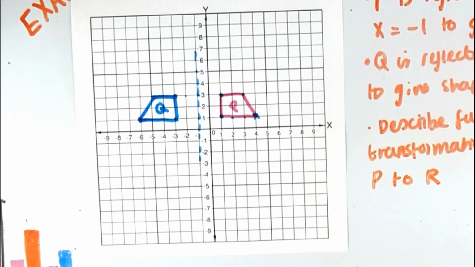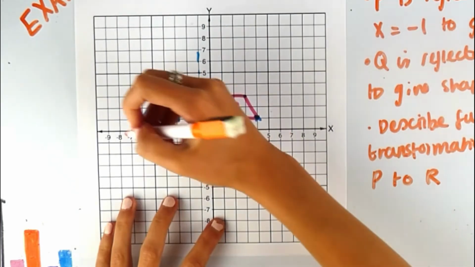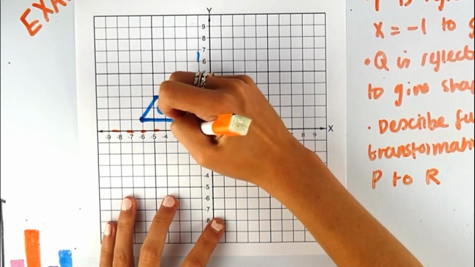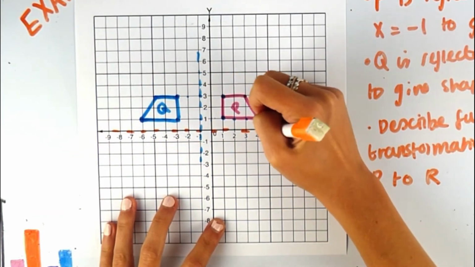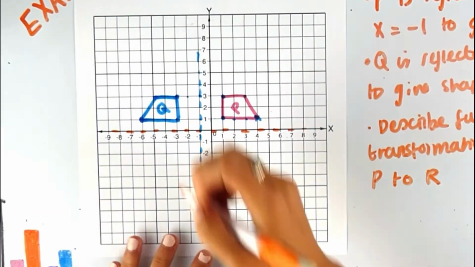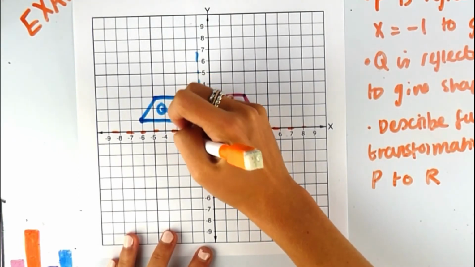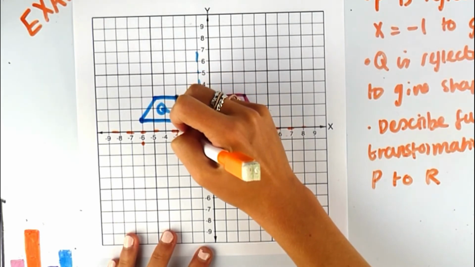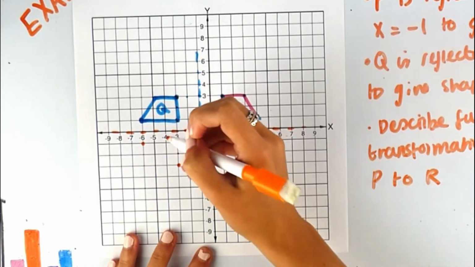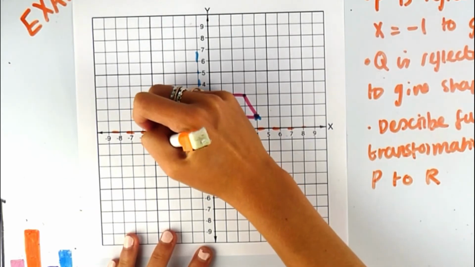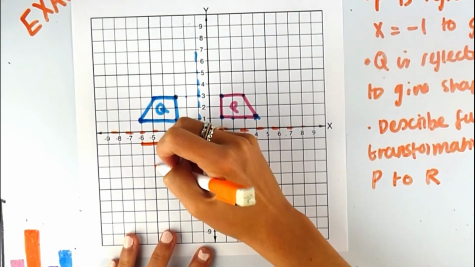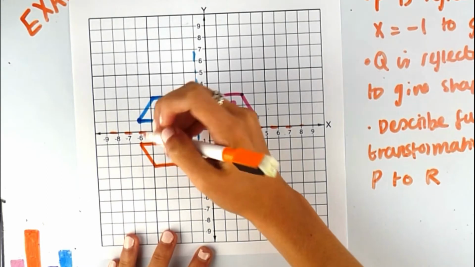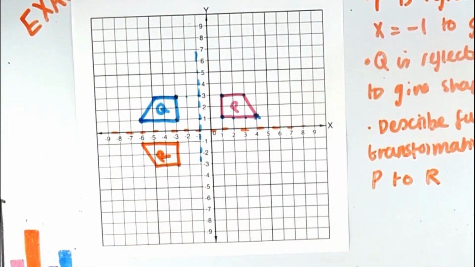Okay, next step, Q is reflected in the line y equals 0 to give shape R. So same thing again. What is the line y equals 0? y is going to equal 0 all along this x-axis here, because any point along here y is 0. So let's reflect again. That point is 1 away, so that's 1 away. This one is 1, 2, 3, so 1, 2, 3. And that's 2, so that's going to be 2. It's going to look like that to give shape R.